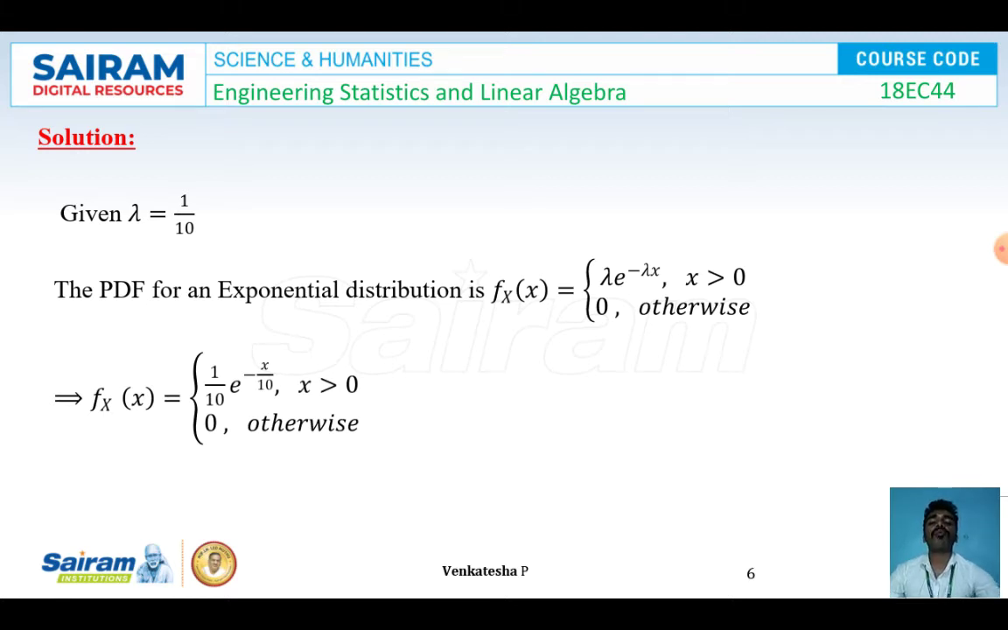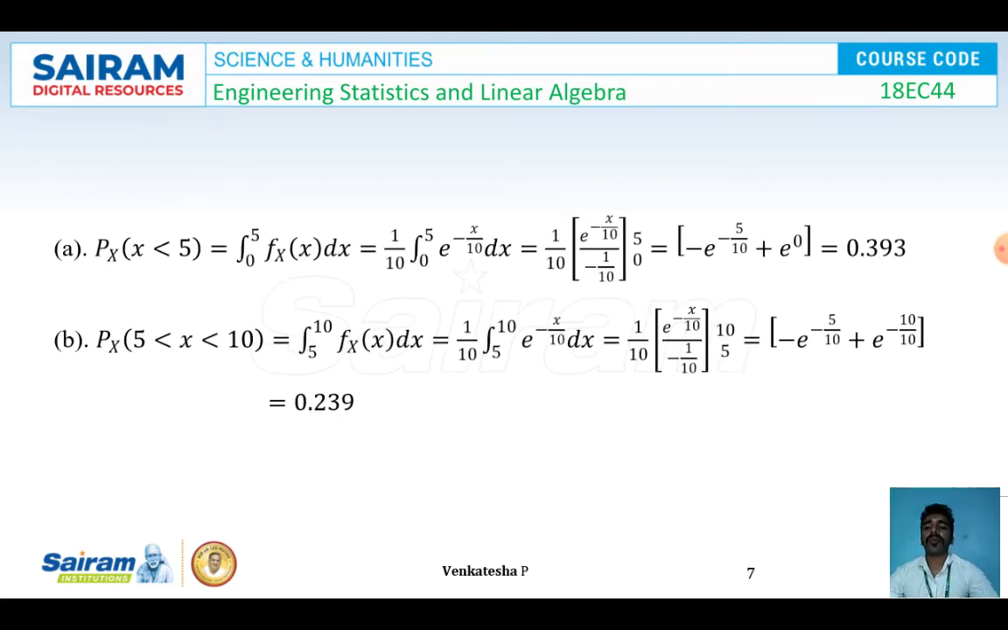Now I'm going to find P of X is less than 5. It means that I have to wait less than 5 minutes. So it will be equal to P of X is less than 5, which is equal to the integration from 0 to 5 of the density function f_X of x dx. I'll be replacing the density function value here in this place.